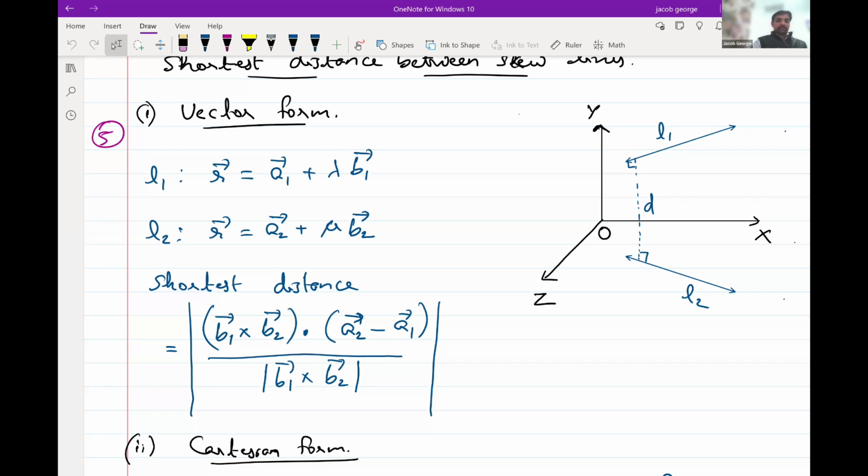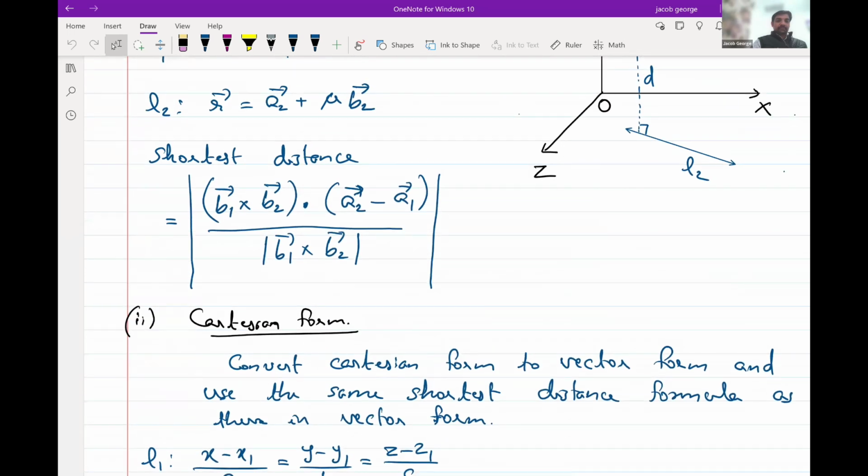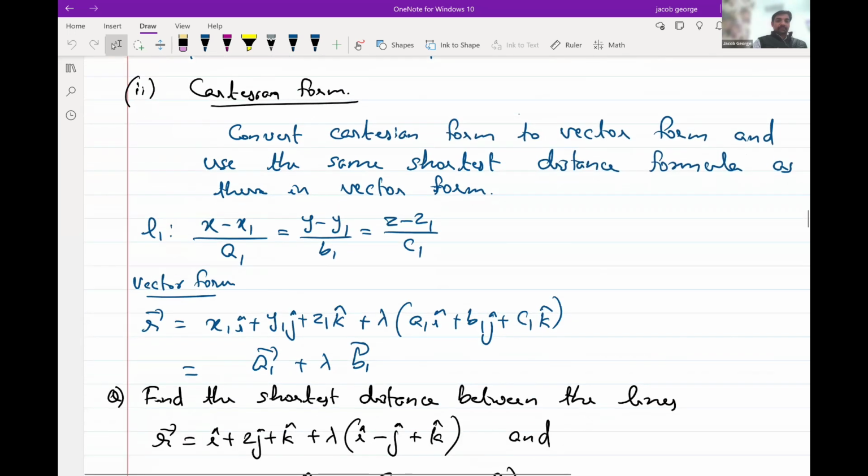Yes. Now, when you get a question, you know how to write a1 vector, a2 vector, b1 vector, and b2 vector. And then if you get Cartesian form, all of you noted that vector formula, you will convert that Cartesian form to vector form. Cartesian form is like this: (x minus x1) by a1 is equal to (y minus y1) by b1 is equal to (z minus z1) by c1. How to convert this into vector form? r vector is equal to, take the points x1, y1, z1, like this: x1 i cap plus y1 j cap plus z1 k cap, plus lambda into the denominator.